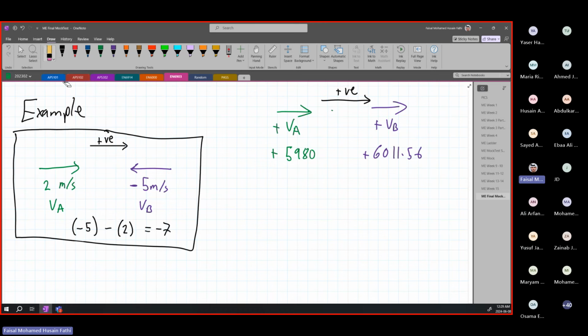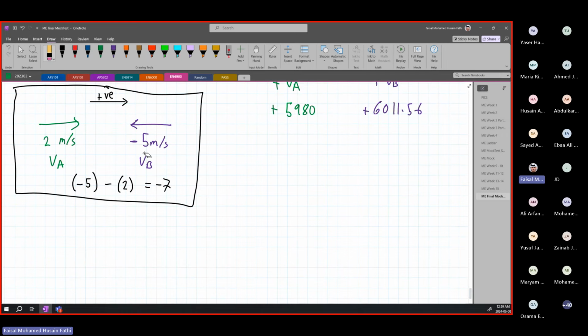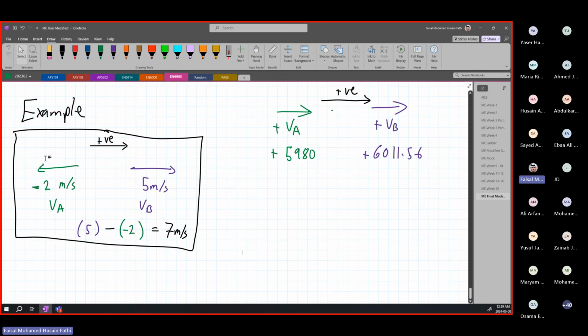Okay? Or the opposite way, if we had them opposite in the very beginning, it means this was our positive value and this was our negative value, where this is going in that way and this is going in this way. It means now our minus 2 is negative. So VB minus VA is going to be 5 minus minus 2, which is equal to a total of 7 meters per second. Okay? This is basically what it is when you're talking about recession velocity. It depends on the direction of your velocities and your assumed positive direction.